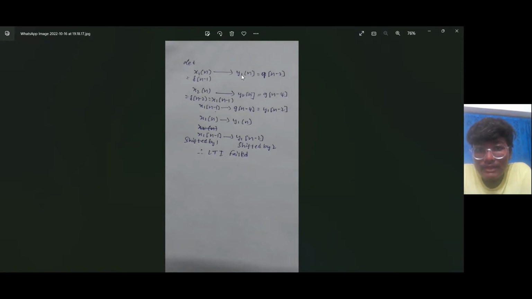That means when the input is delta of n minus 1, from that output the time is shifted by 2, but the input is shifted by 1. If the system is time invariant, the output should also change in time as changed by the input, but in this case the condition has failed, so we can say that the system is not LTI.